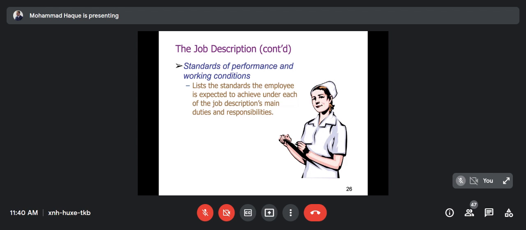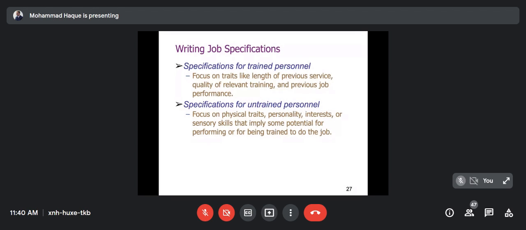When we say blue collar worker or white collar worker, by seeing that, we can tell what the job description is, right? And what is the position of that person in the organization, like this lady's position in a hospital. Then it is followed by job specification.